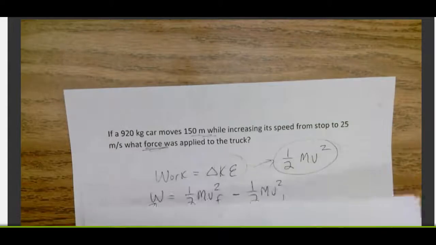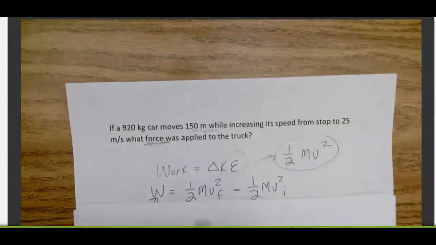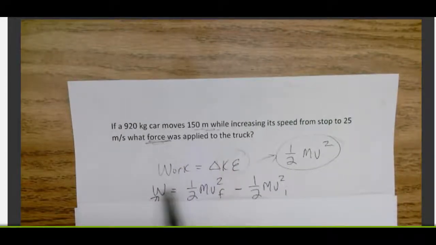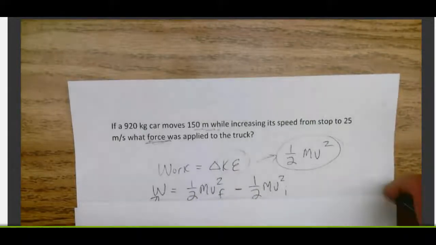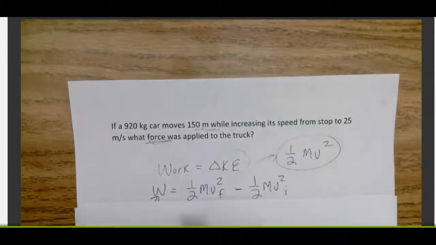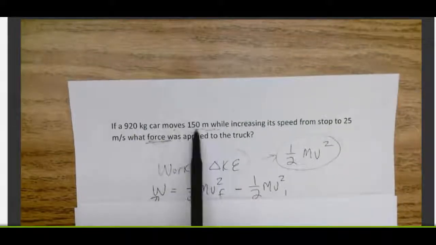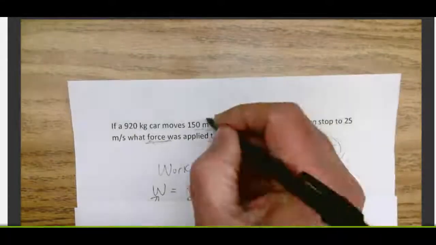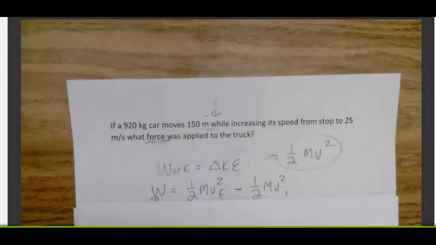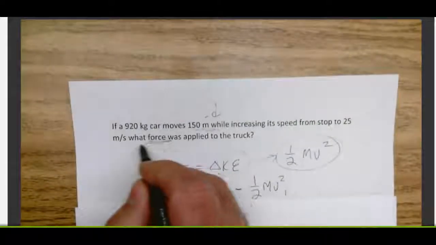Okay, so if we keep going with this, we can rewrite this equation. We won't write work again, but we can put in for the change in kinetic energy 1/2 mass velocity squared final minus 1/2 mass velocity squared initial. That's going to give us our change in kinetic energy. If we then look at this though, we have work, and that's fine, but this problem says a 920 kilogram car moves 150 meters, which is a distance, while increasing its speed. It wants to know a force.